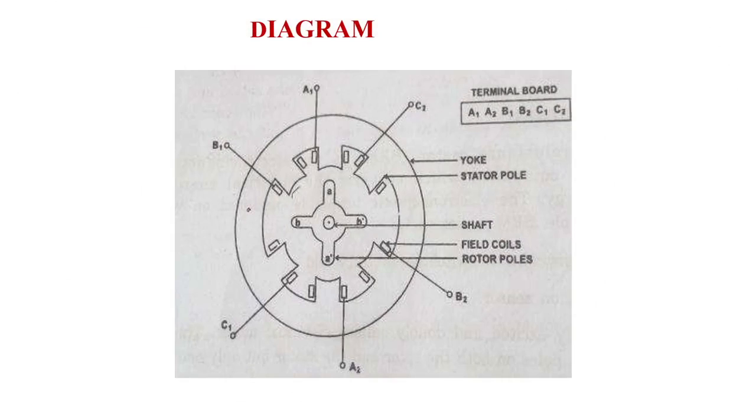So this is the diagram for a switch reluctance motor, where we can see the outer part is the yoke here, and these are the stator poles, shaft, field coils and rotor poles.